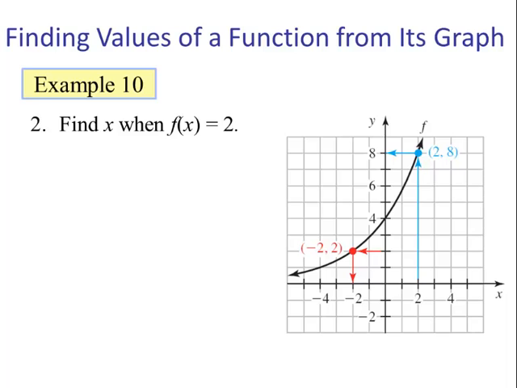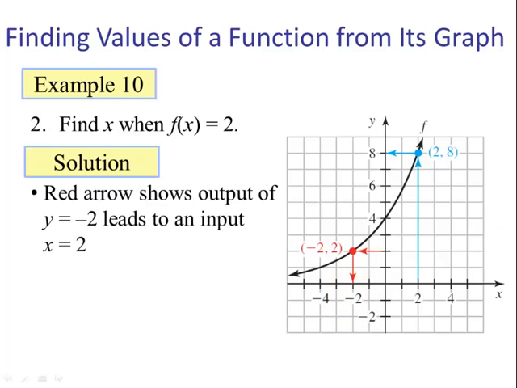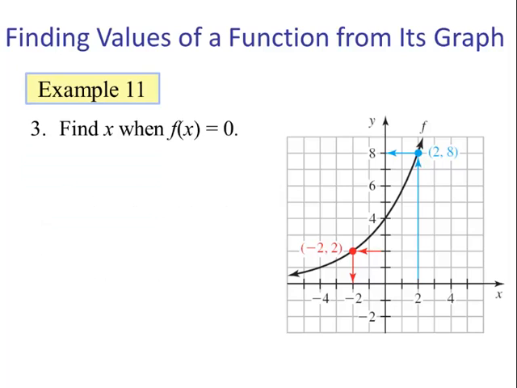Number 2, find x when f of x is 2. Now if you remember, this is our output, this is our y value, it's 2. So we go to the y, we find 2, and we want to know what x corresponds to that 2. Well, the answer is negative 2. So when x is negative 2, f of x equals 2.